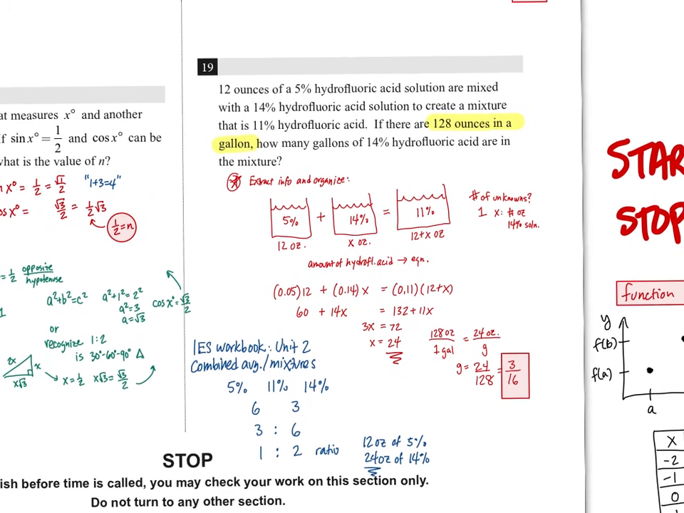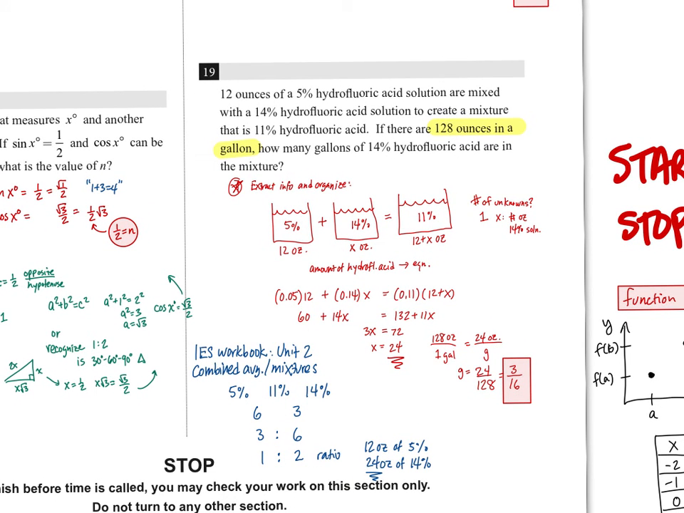And then finally, number 19. Okay, this one's kind of tough. There's one method which is reliant on a shortcut. You can look up combined averages and mixtures in the IS workbook in Unit 2. That has this kind of weird method of finding the differences between the two extremes and the mixture in between. And then that flipped around becomes the ratio of values. And that tells us, oh, it's 1 unit of 5% solution for every 2 of the 14% solution, and we can use that to find it's 12 ounces of 5% and 24 ounces of 14%.